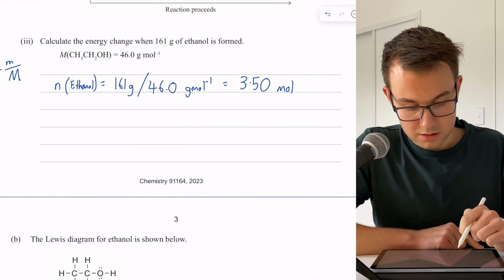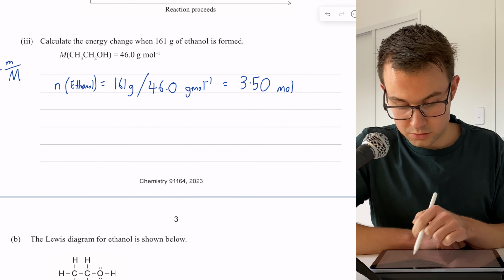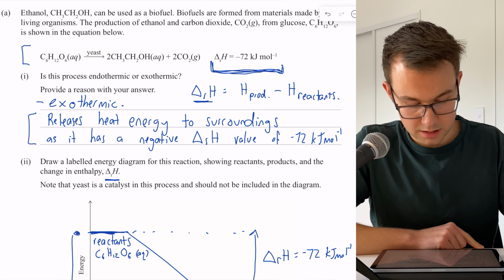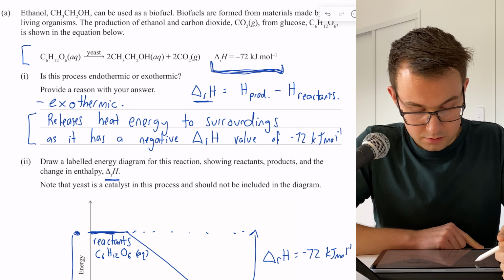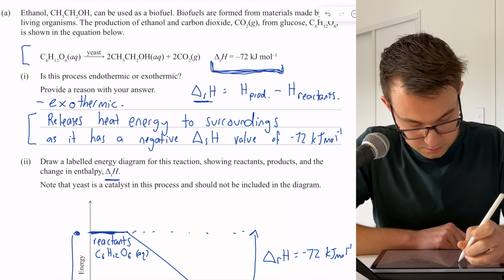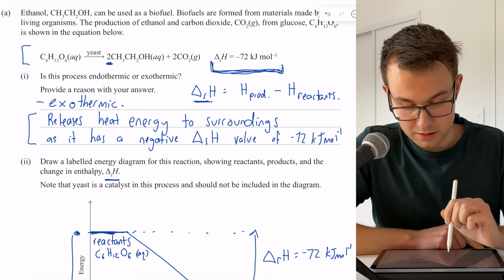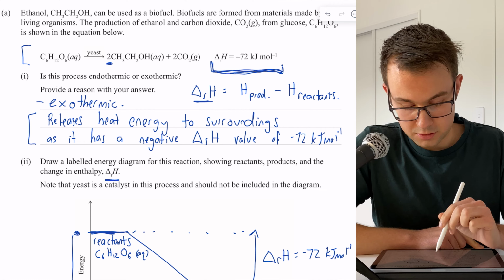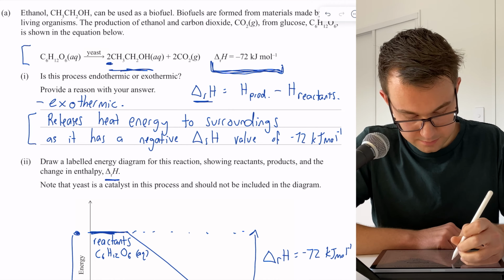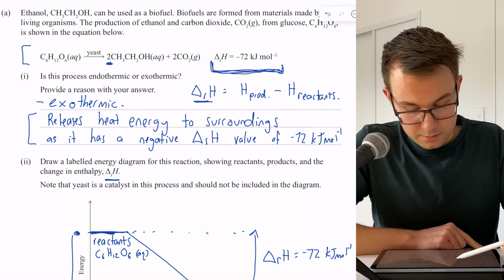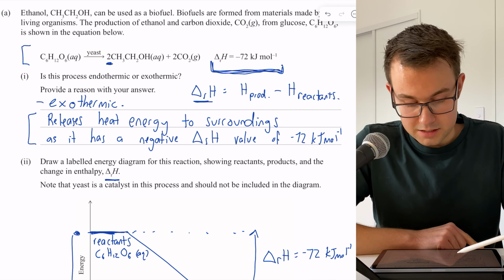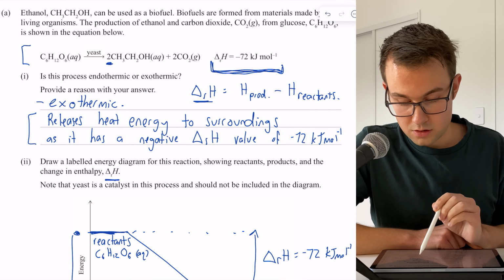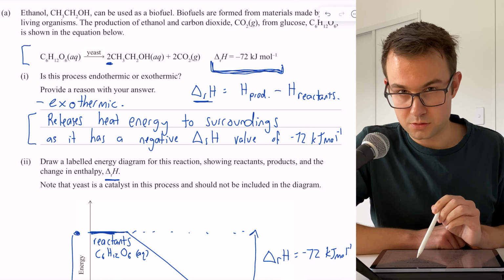Excellent. So, calculate the energy change when 3.5 moles of ethanol is formed. Okay, let's go back to the equation. Here we have glucose going to 2 mole ratio of ethanol and 2 CO2. We don't need to worry about glucose, we're not talking about that, or CO2, we're talking about ethanol. And this bad boy right here, delicious. So, this is saying that when you react and form 2 moles of ethanol, it releases 72 kilojoules of energy.